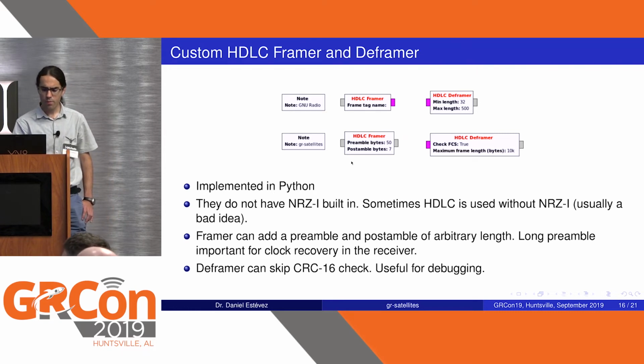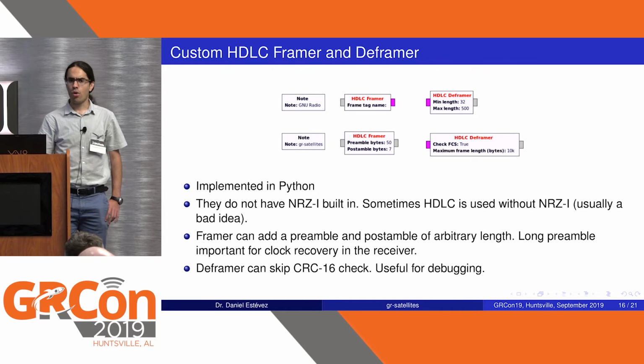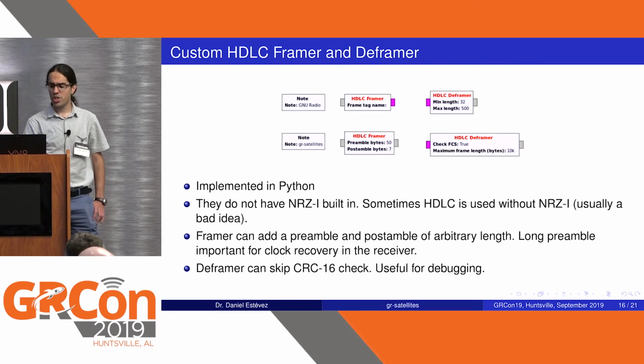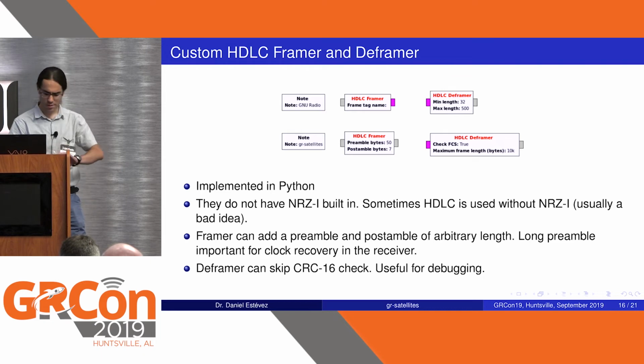For the deframer, the main new feature is that you can skip the CRC checking. So, of course, you'll get a lot of garbage, but when debugging things, it is sometimes useful to disable the CRC check. For example, there are some satellites where the CRC is not correctly implemented. So it is useful to look into that.